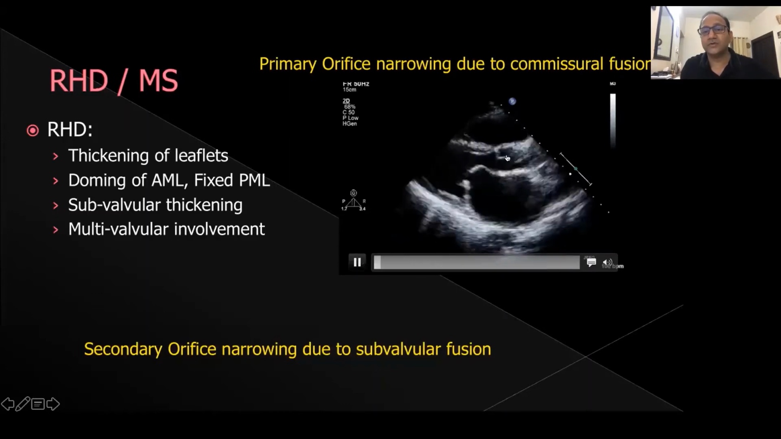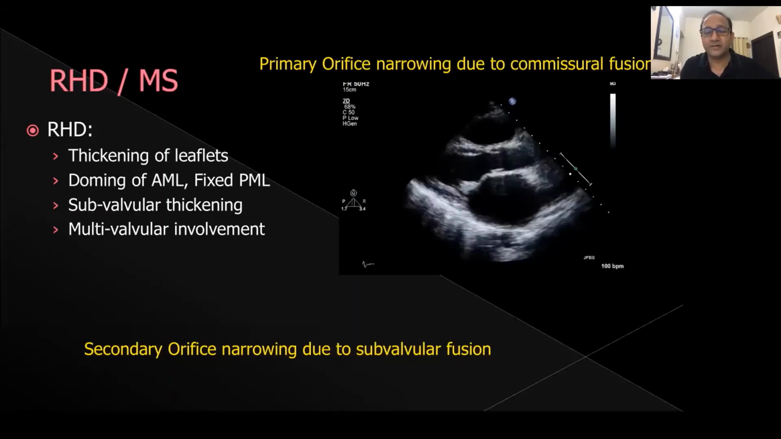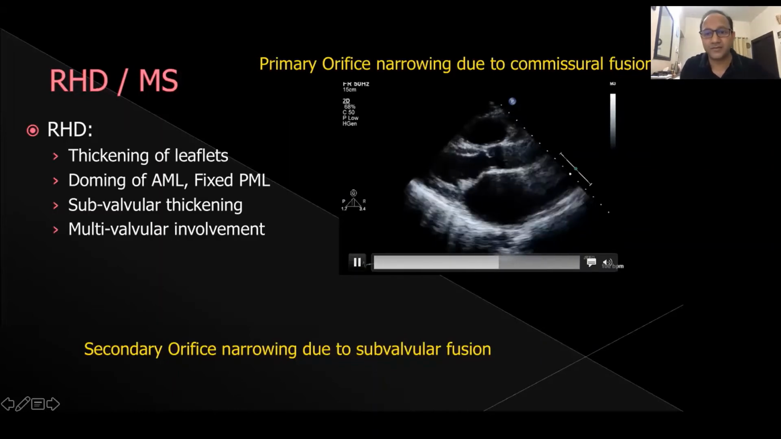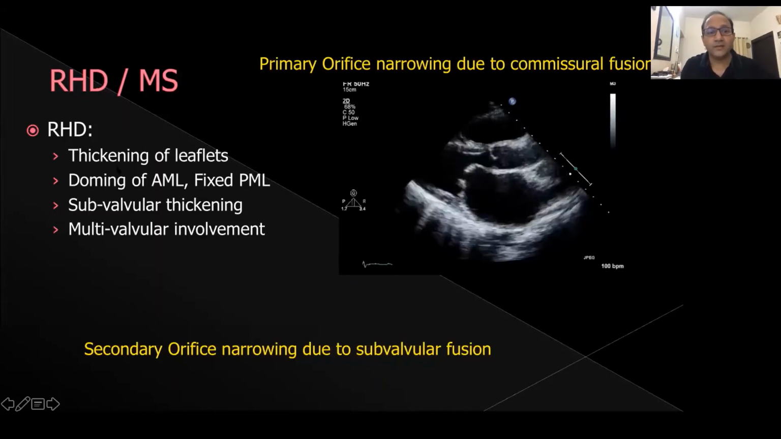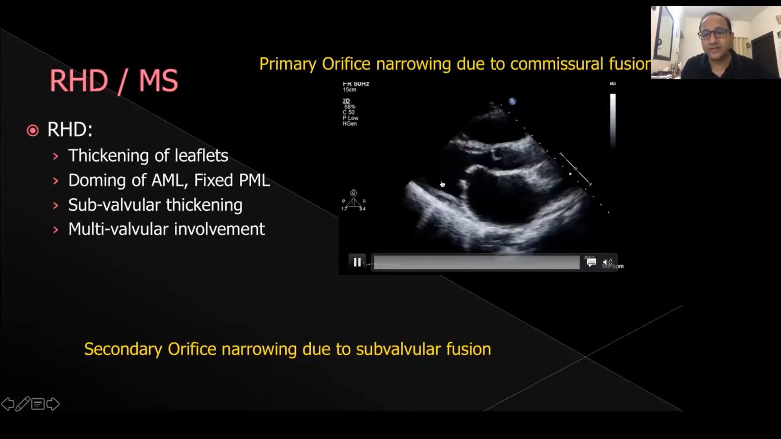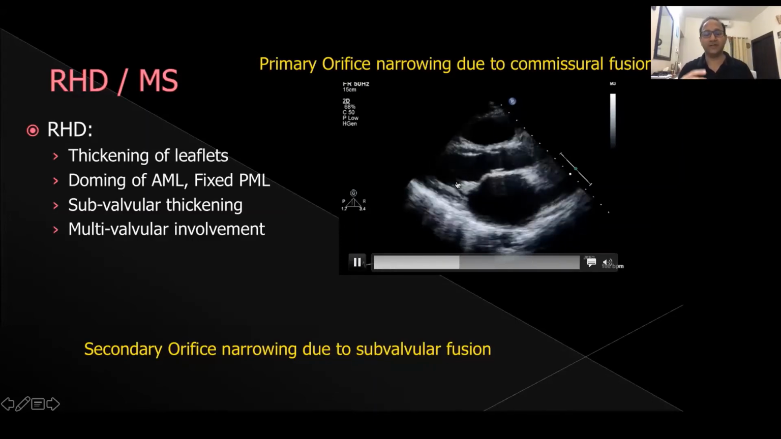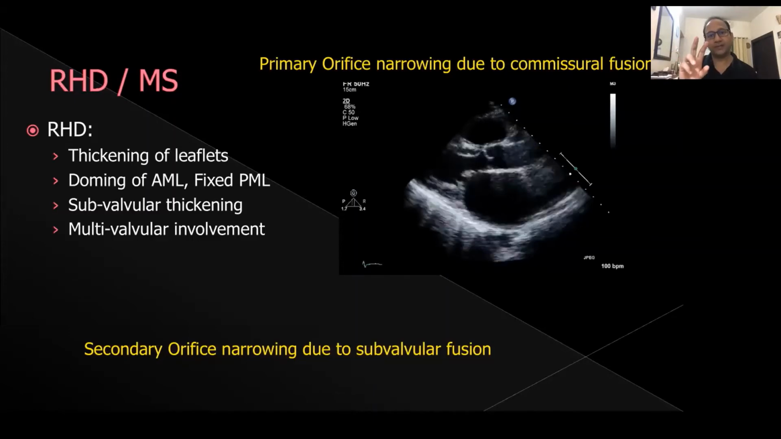You could also look at the aortic valve, which is quite frequently involved in rheumatic heart disease. So associated valve abnormalities is very important. And you look at the subvalvular thickening. So these chordae can become very, very thick. If you move the probe a little up and down, you can actually visualize the chordae in plax view itself.